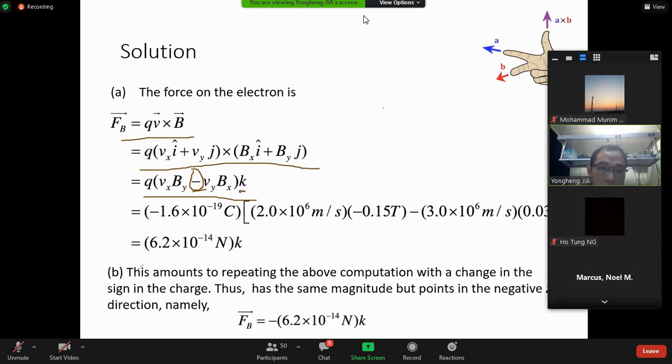Now if we change the charged particle to a proton, it means the Q here is a positive charge, and then we get a force in the negative K direction. Here you just need to remember I cross J is not equal to J cross I. They are in opposite directions.